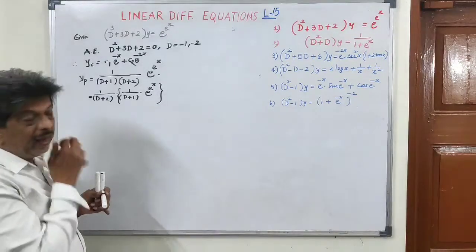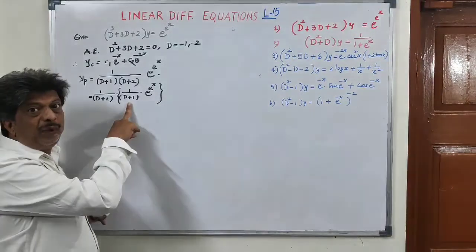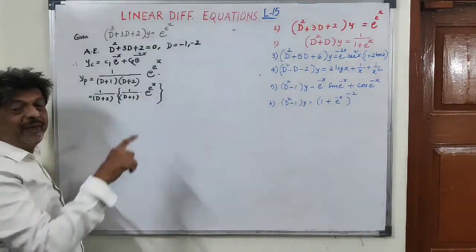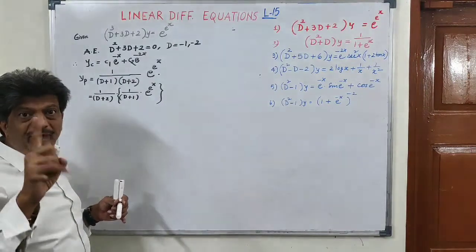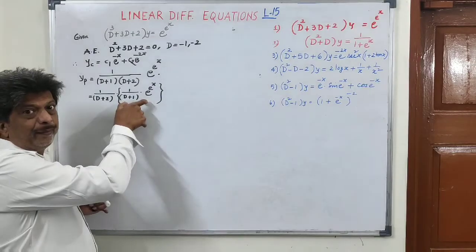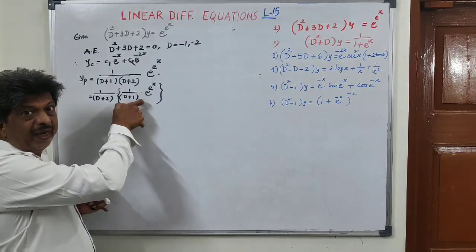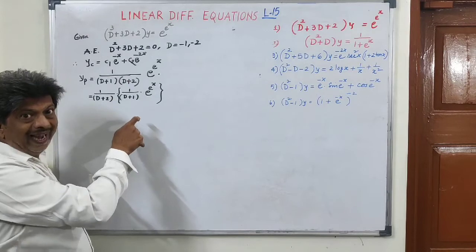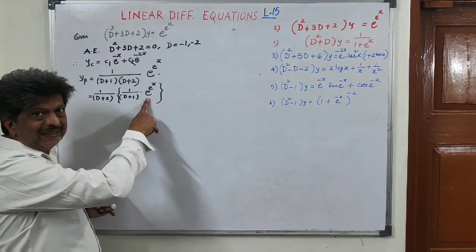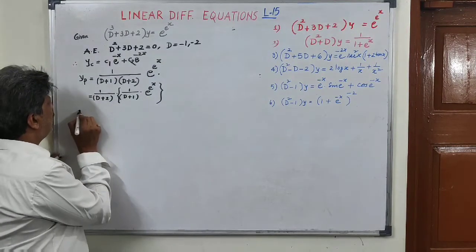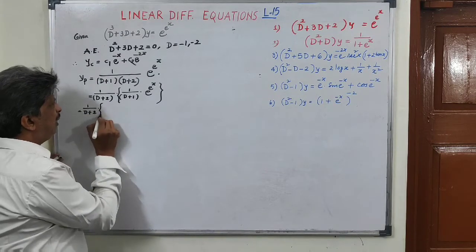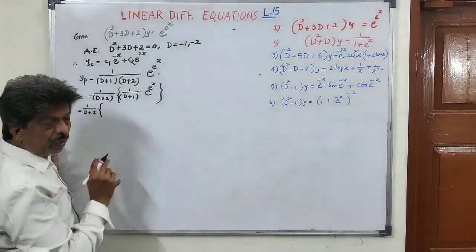So, I am operating d plus 1 first, just because the function is e raised to power x. Now here, I am using the general integral formula: 1 upon d plus m into f of x. This is further equal to 1 upon d plus 2. Here the value of m is 1.